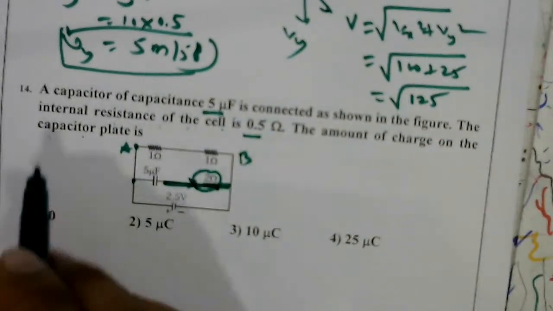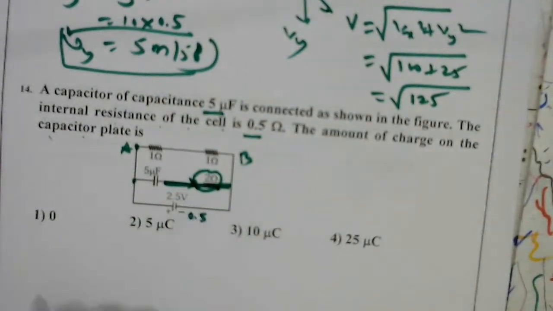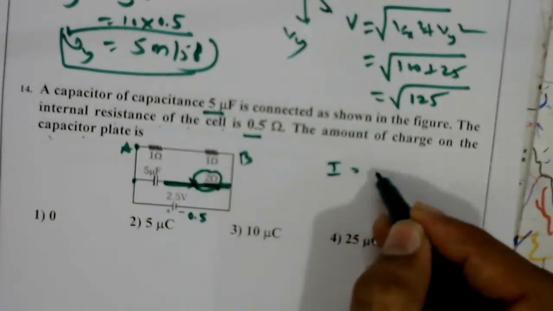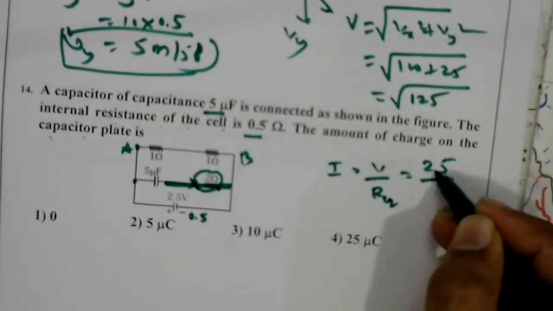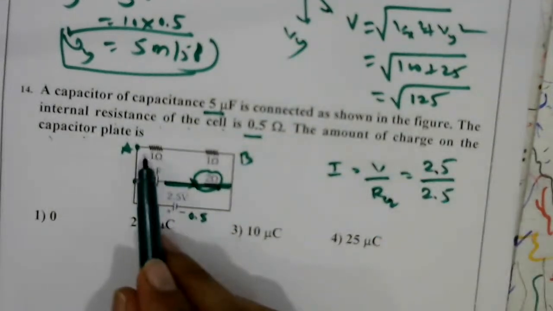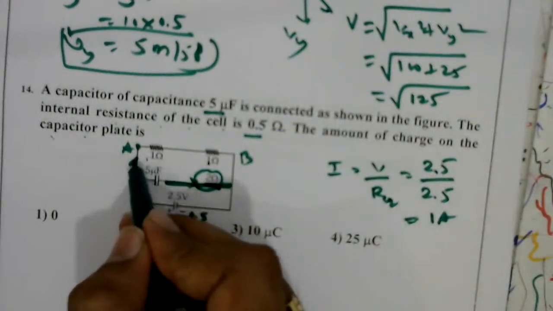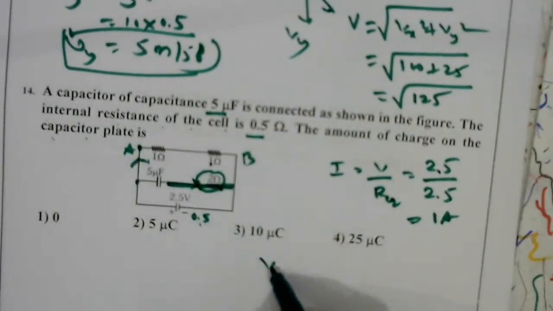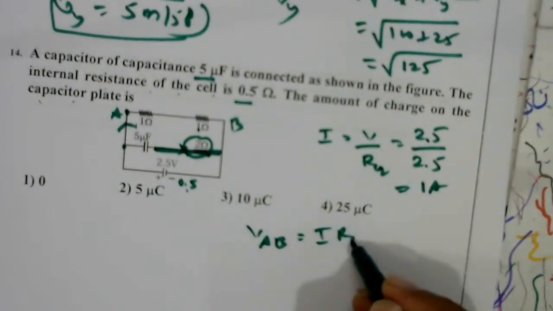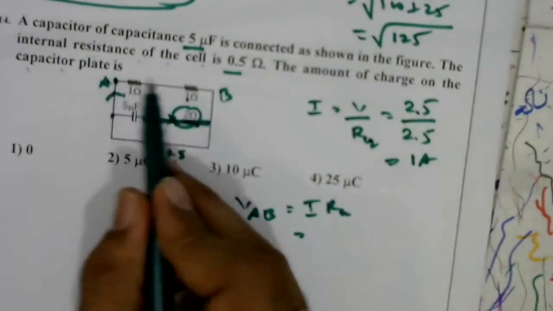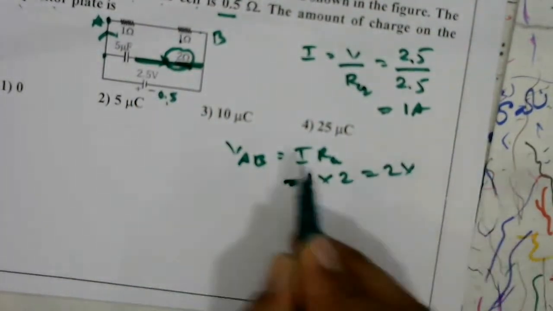So first you calculate the total resistance. The resistance of this one is 0.5. The total current is equal to total voltage divided by total resistance. Total voltage 2.5, total resistance also 2.5, because 1 plus 1, 2.5. So 1 ampere current is flowing. The potential drop across AB is equal to what? I into R equivalent. R equivalent means only these two you have to take. So I is equal to 1, R equal to 2. It is 2 volt.